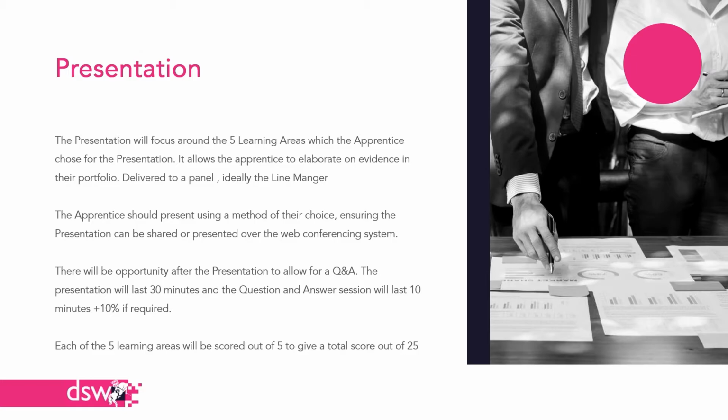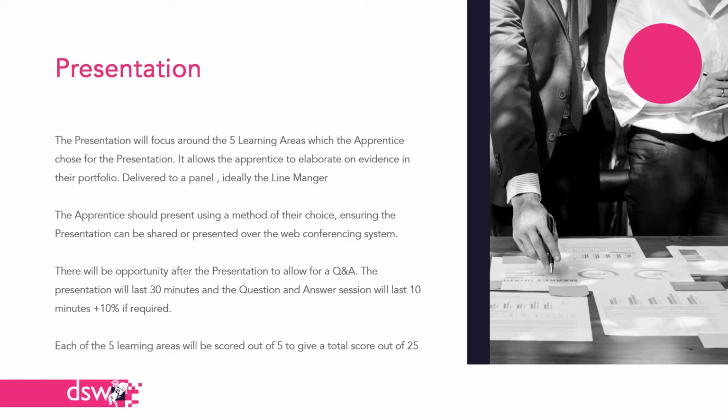The presentation and professional discussion will take place via web conference. It will be assessed by a panel consisting of a minimum of 2 people. The endpoint assessor, who will chair the assessment and make the final decision on the grade, and the second person will be from the apprentice's workplace, ideally their line manager or a representative from the training provider. Members of the employer or training provider may provide guidance and clarification to the independent assessor in relation to the technical competencies demonstrated within the portfolio.